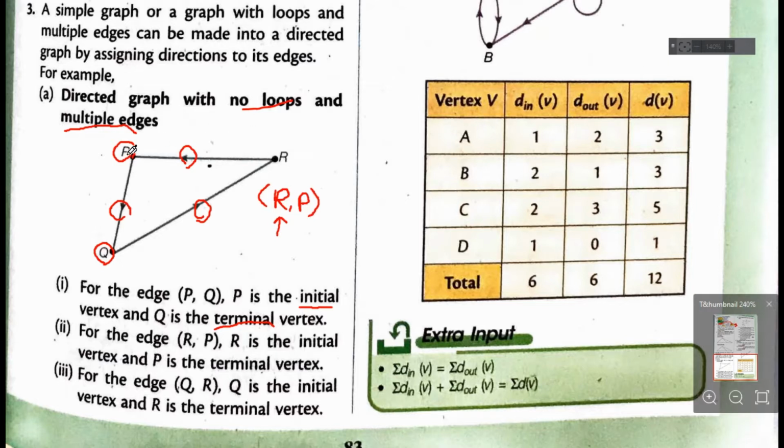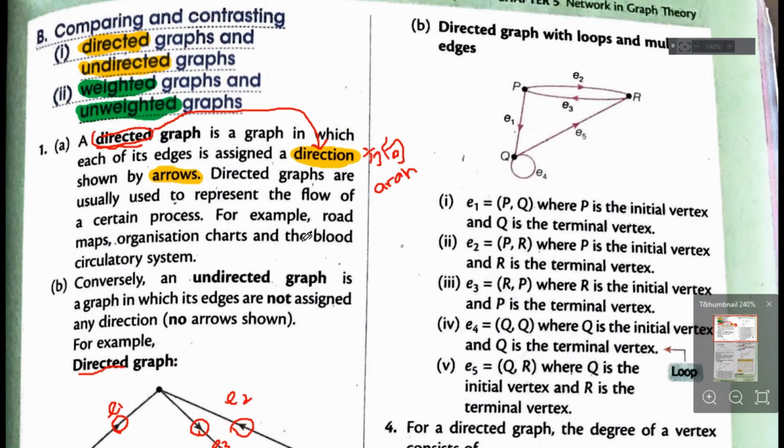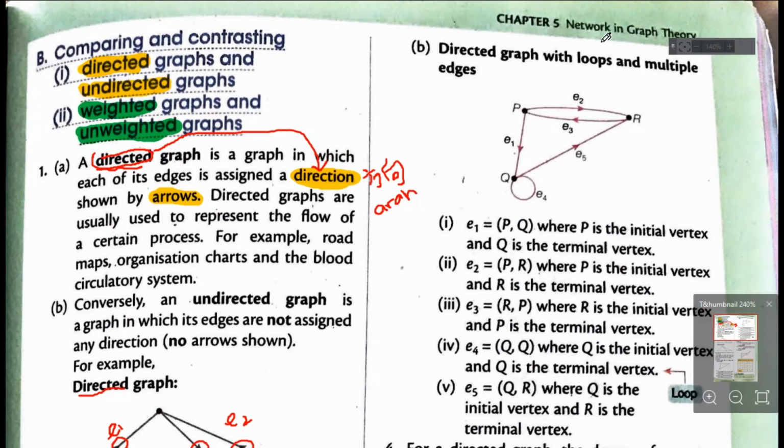Dari R ke P. Okay, how about this one? So for this one, we have to write QR. Okay, because we are given direction here. We know that this is from Q to R, not from R to Q. So we have to write like this. Q is the initial and R is the terminal. Okay, directed graph with loops and multiple edges.